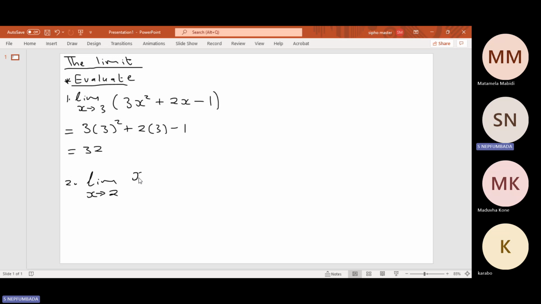Let's say limit of x approaching 2 of x squared minus 4, divided by x minus 2. So when you do a direct substitution, you're going to get undefined. Then it means you have to simplify the numerator first, because you can see that indeed this is nothing but the difference between 2 squares.